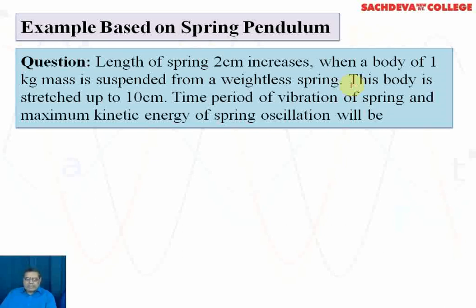That is, 2 centimeter increases. This body is stretched up to 10 centimeters, that is, from 2 centimeter to 10 centimeters. The time period of vibration of the spring and the maximum kinetic energy of the spring oscillation will be? So we have to find the time period, which is 2 pi under root m over k. And the frequency is 1 over 2 pi under root k over m. And the maximum kinetic energy is half m v square, or if we want to find the kinetic energy, it is half m omega square y square, where y can be taken as x if it is horizontal displacement.